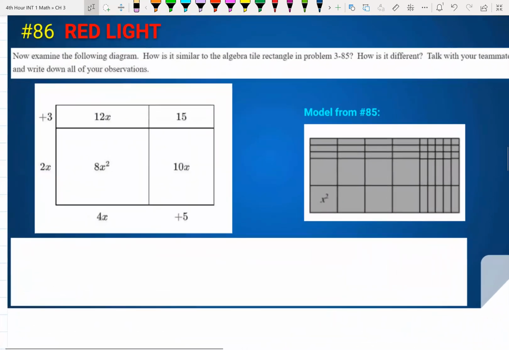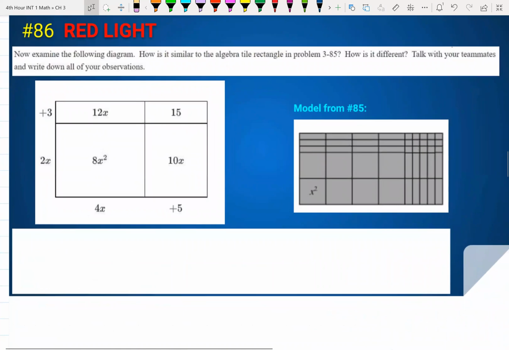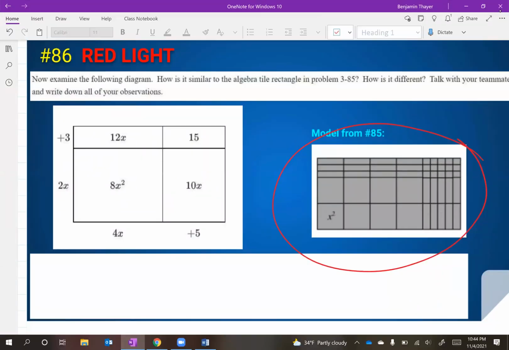Take a look at 86 and take a moment to examine the diagram over here on the left side of the screen. How is it similar to the algebra tile diagram we did in 85? How is it different? Talk with your teammates and write down all your observations about how it's similar and how it's different. I'll pause the video and then come back.